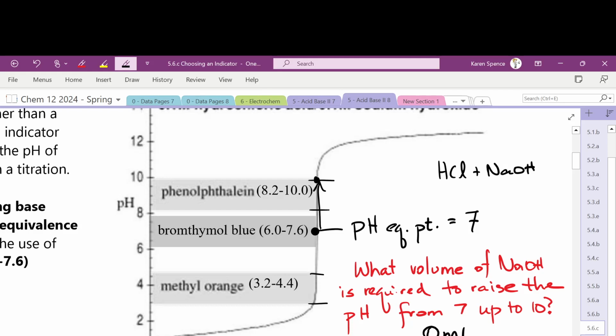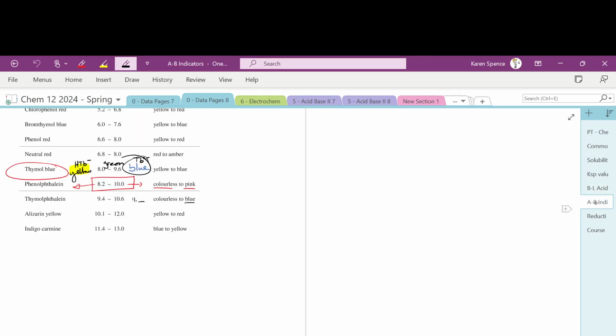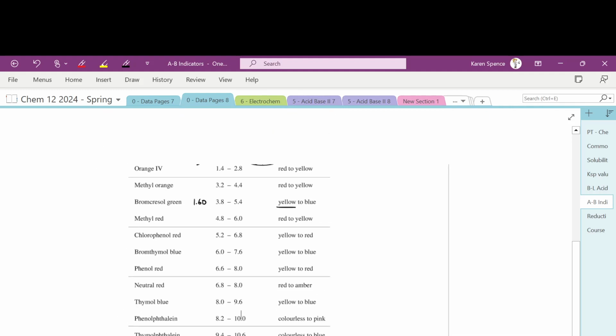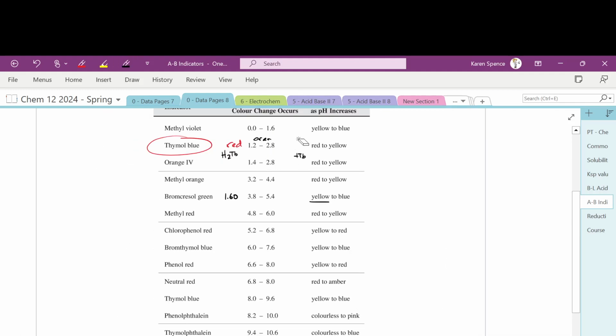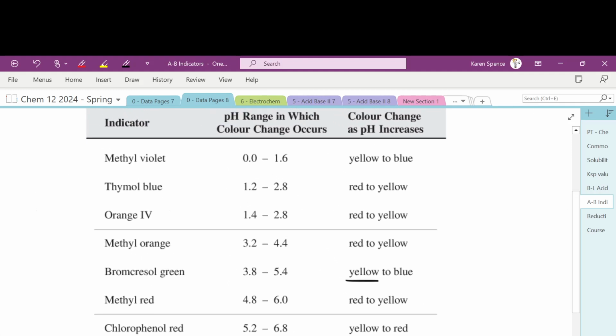We could choose phenolphthalein. Let's go to our data pages and see if we can find what would not be a good choice. So this is changing from about pH 3 to about pH 10. So grab your data pages. And if you don't have data pages, come and borrow one.